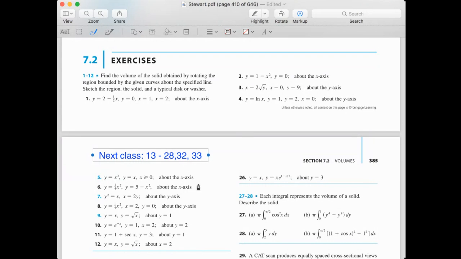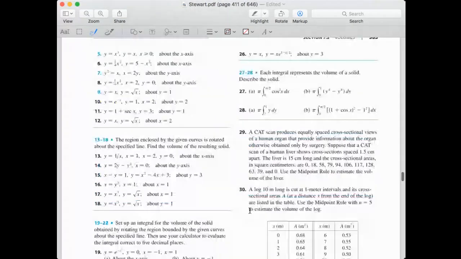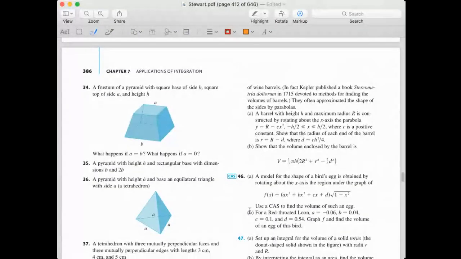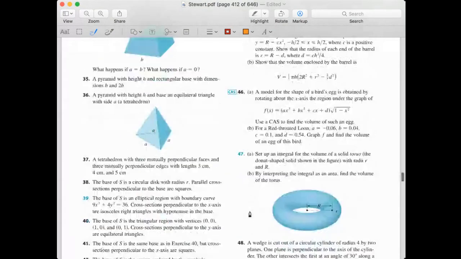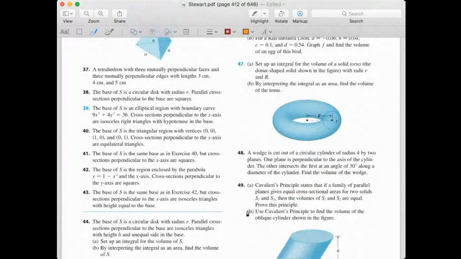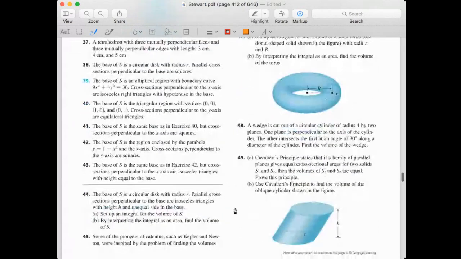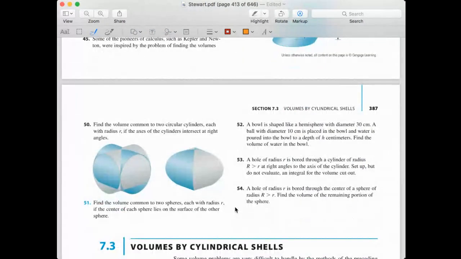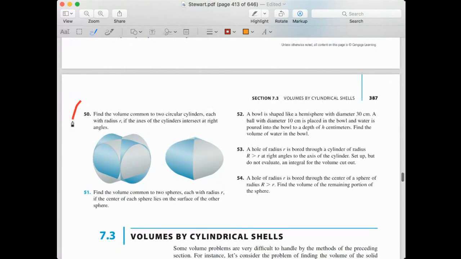This is enough, right? You don't have to do every one of them, right? So 13 to 28, 32, 33, all right? If you think some other questions are interesting, you could do them also, right? You don't really have to do what I assigned for you. If you're a math major or physics major, maybe you want to try 50 also.